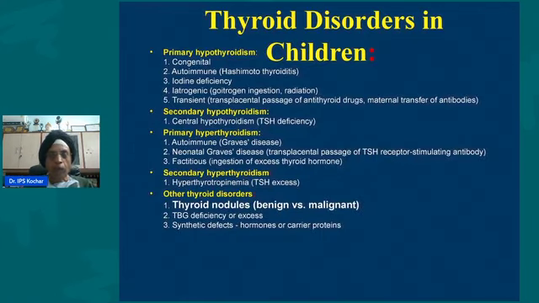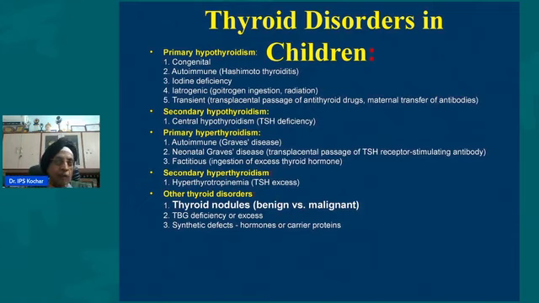Coming to the slide I talked about last time, thyroid disorders in children: primary hypothyroidism, secondary hypothyroidism. Now we are going to talk more about hyperthyroidism and thyroid nodule. Primary hyperthyroidism can mainly be autoimmune, Graves' disease. It could be neonatal Graves' disease, where there is transplacental passage of TSH receptor stimulating antibody from the mother to the baby, resulting in neonatal Graves' disease. It could be factitious ingestion of excess thyroid hormone by mistake.